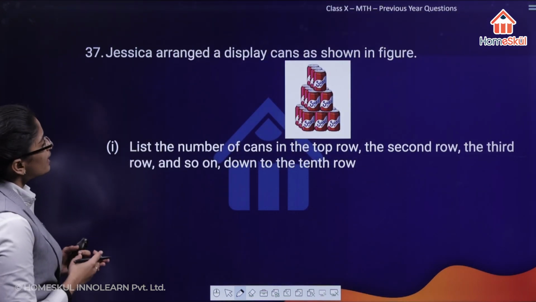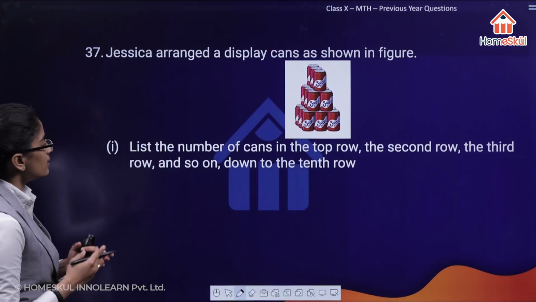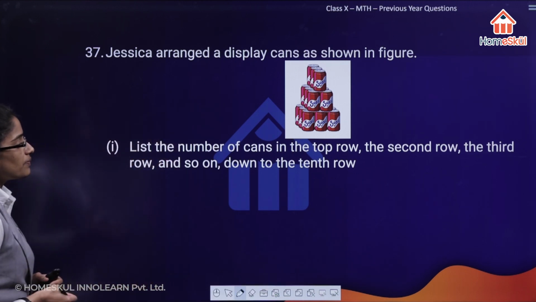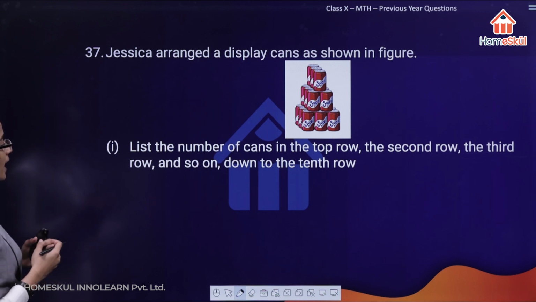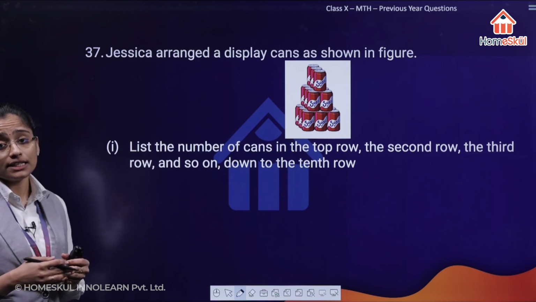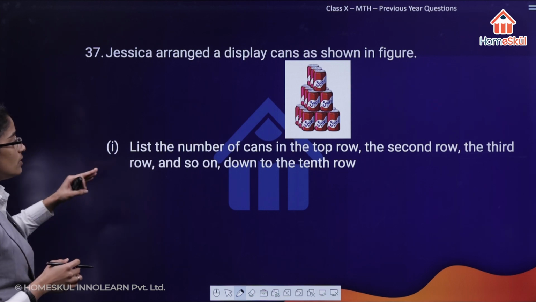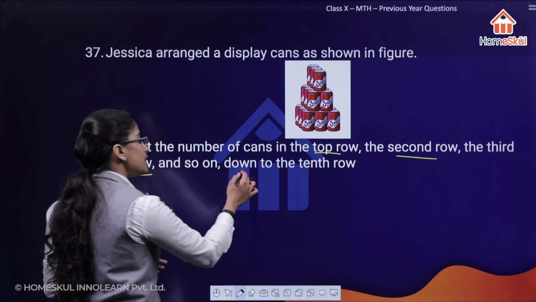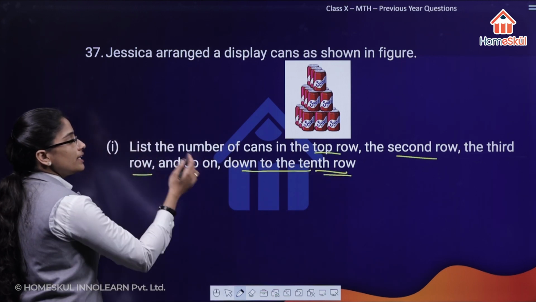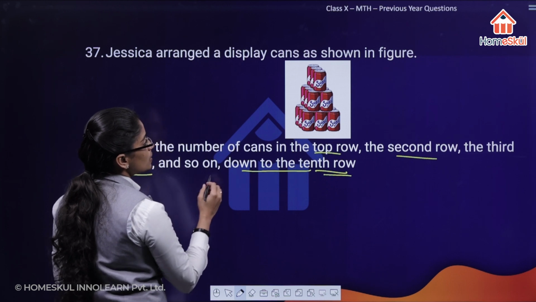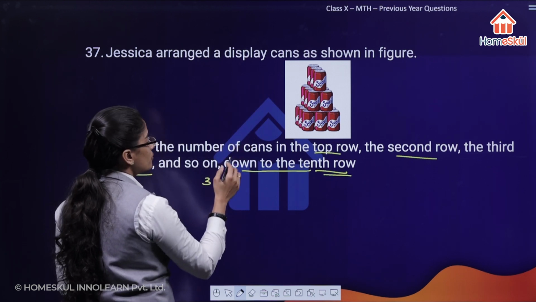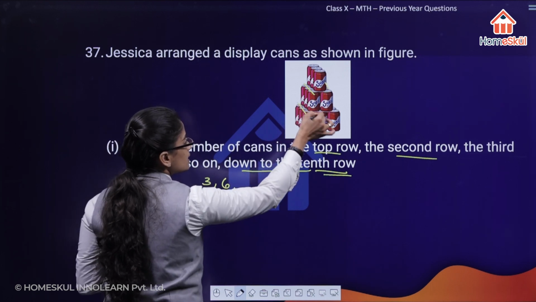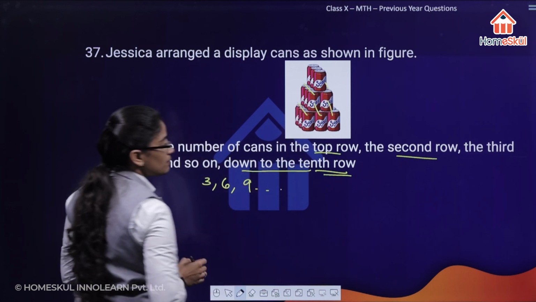Here, Jessica arranged her display cans as shown in the figure. List the number of cans in the top row, the second row, the third row, and so on, down to the 10th row. Okay, here let's list the numbers, or what is the sequence. In the topmost row, we are having 3 cans. Then it is 3 plus 3, which will be 6 cans. Then 3, 3, 3, it will be 9 cans, and so on.